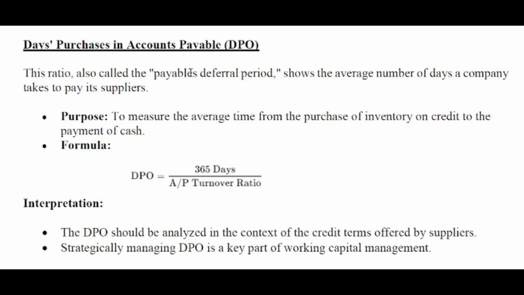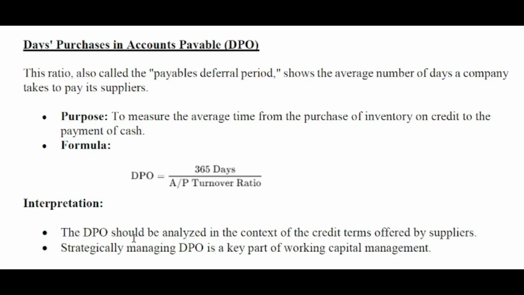creditors. So the purpose of this ratio is to measure the average time from the purchase of inventory on credit to payment of cash. That means from the purchase of inventory to the payment of cash, it is calculating how many days on average it takes. So the formula for days payable outstanding is 365 days divided by our account payable turnover ratio.